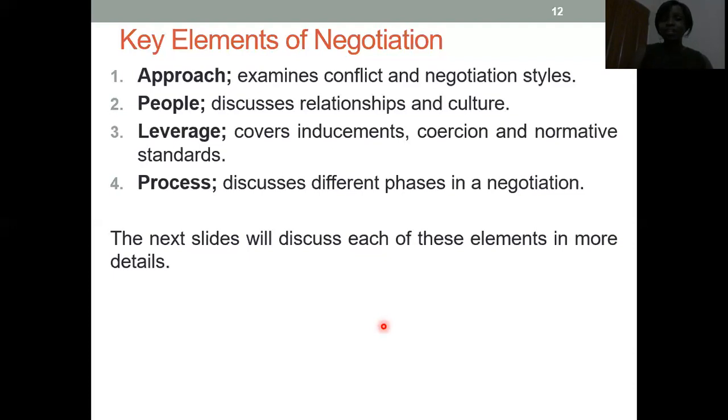Then also we are going to look at process in more detail. Process looks at the different phases in negotiation. Remember, we say that you cannot come to a negotiating table without a plan. Your plan will show the process that you're going to use in negotiation. So the process basically outlines the phases in negotiation. Those will be our key elements that we're going to discuss throughout this course.